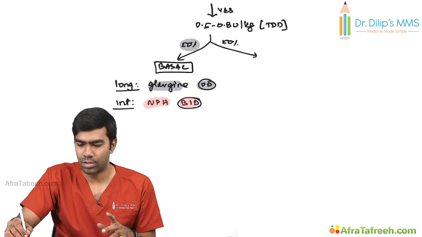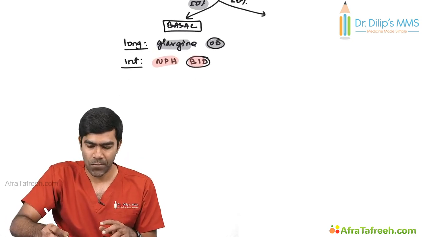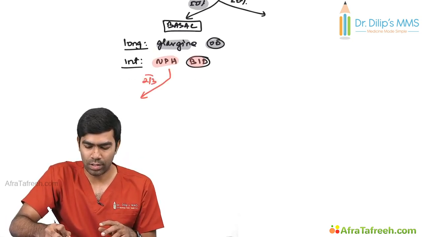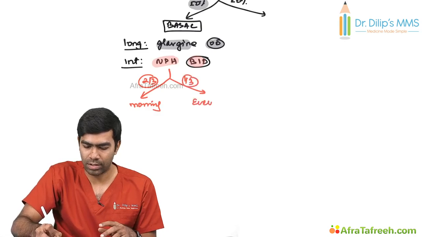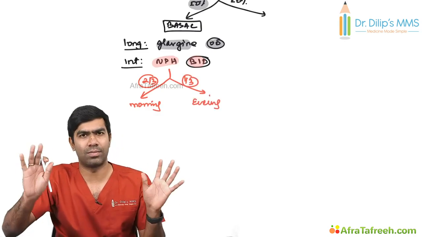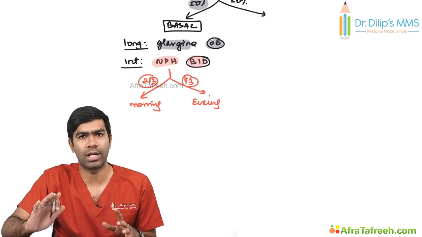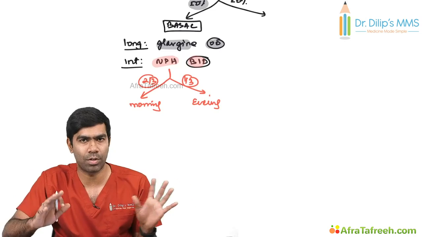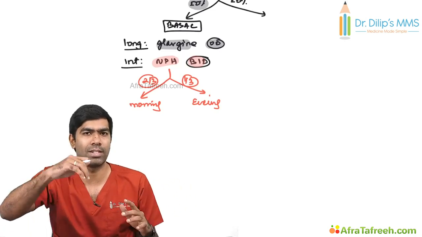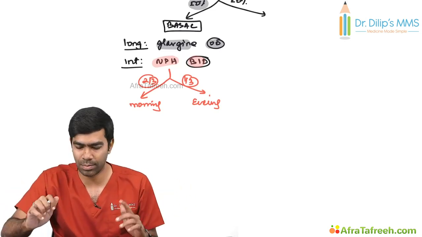NPH. So how are you going to split? You are going to give 2/3 in the morning and 1/3 in the evening. So that's how you're going to give. As per the NPH rule, the patient should take a midday snack, and that is very important because of the risk of hypoglycemia, because of the distinct peak caused by NPH, which we have already discussed in the previous chapters.